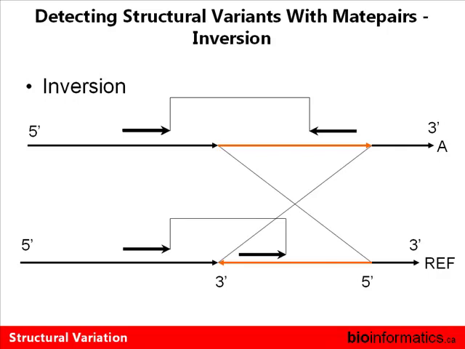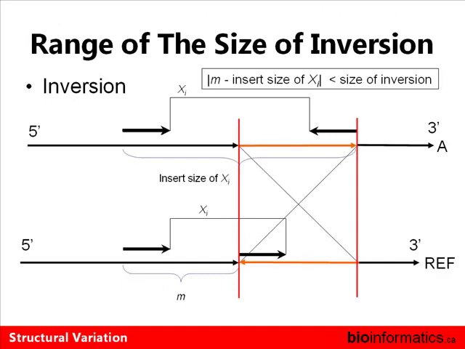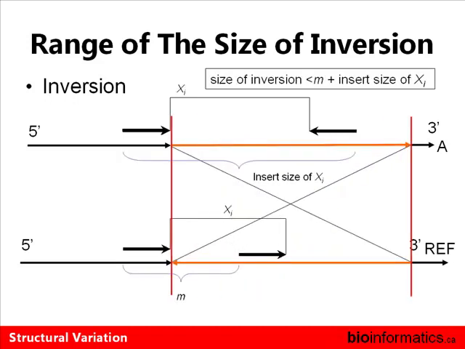Actually, multiple inversions could create mate pairs with the same distance. Take a look at this. It could be as small as this, right here, where the size of the inversion is always smaller than m minus the insert size, where m is the map distance right here. Or it could be as large as this, where it's got to be smaller than m plus the insert size. All of these inversions could be explained by the same mate pair mapping.